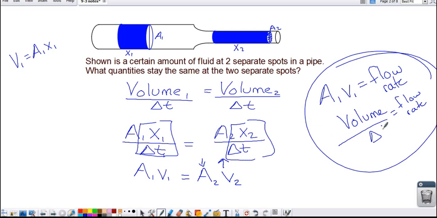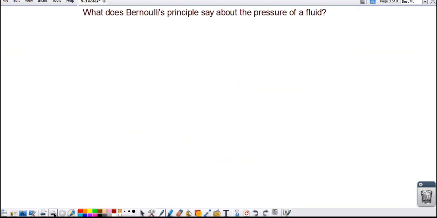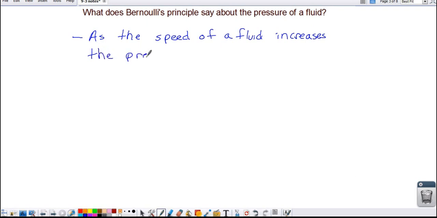Pretty simple. All right, so now let's take this and look at Bernoulli's principle, because Bernoulli's principle also talks about ideal fluids, and conceptually it says that as the speed of a fluid increases, the pressure within the fluid decreases.